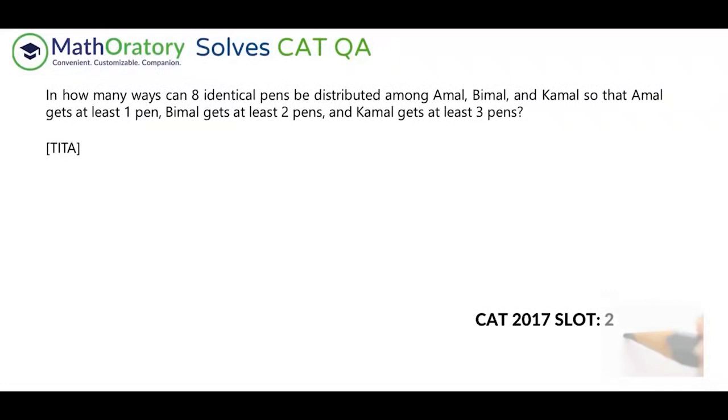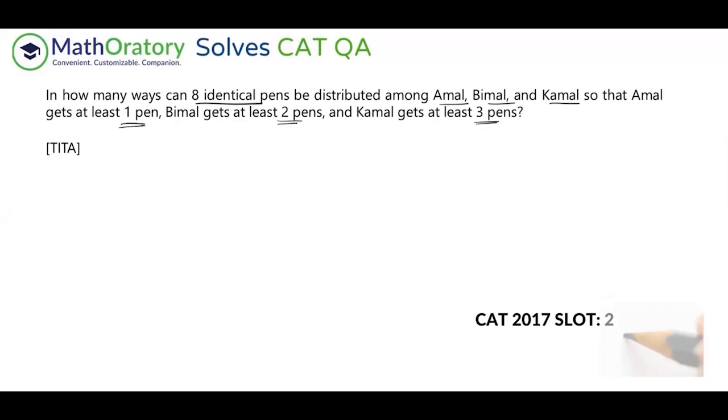Okay, so we have a PNC question here. We know that there are eight identical pens which are distributed among A, B, and K, so that A gets at least one pen, B gets at least two pens, and K gets at least three pens.